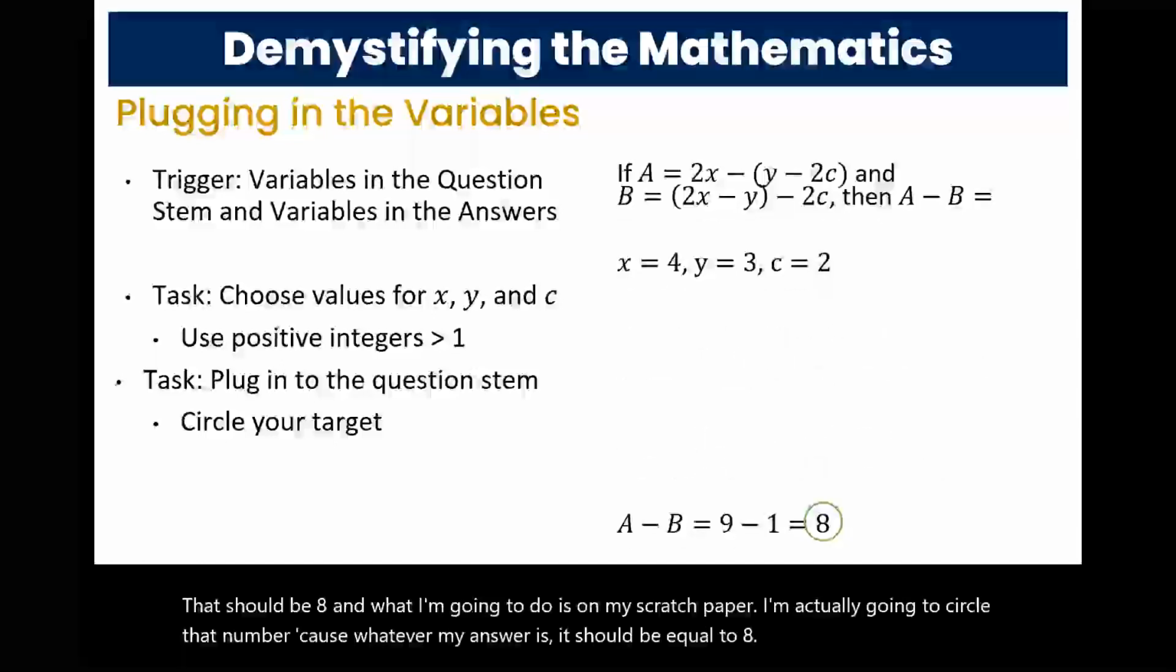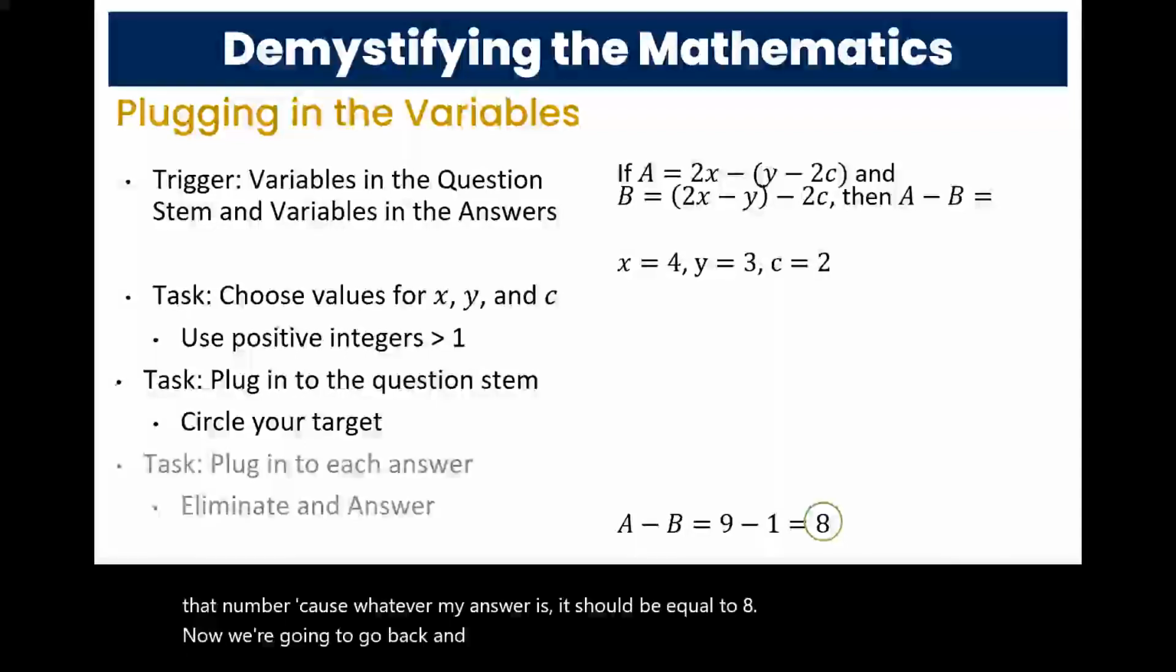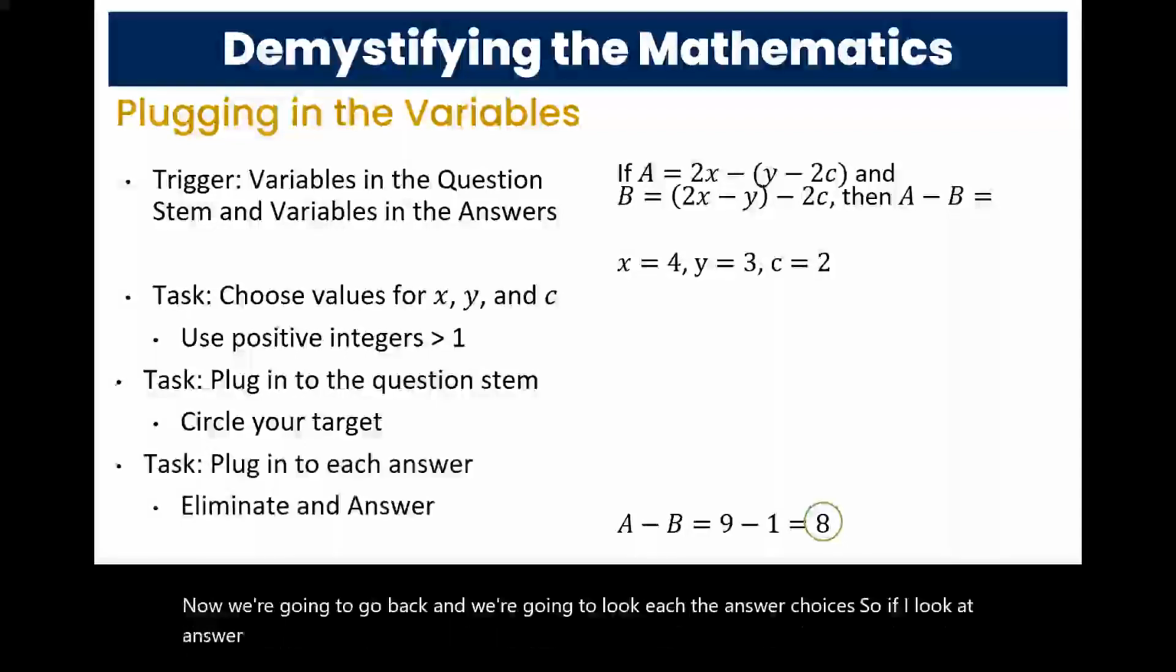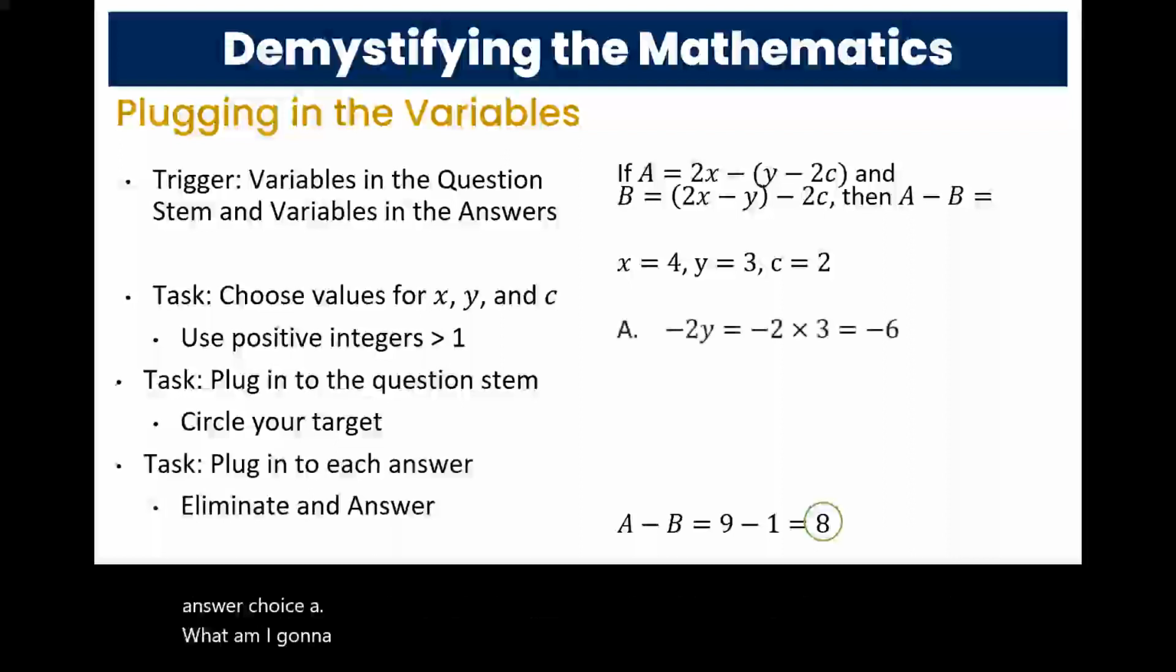Now we're going to go back and we're going to look at each of the answer choices. So if I look at answer choice A, what am I going to get for answer choice A if I plug in 3 for Y? Is it going to equal 8? Does answer choice A give me 8? Nope. So get rid of that answer.